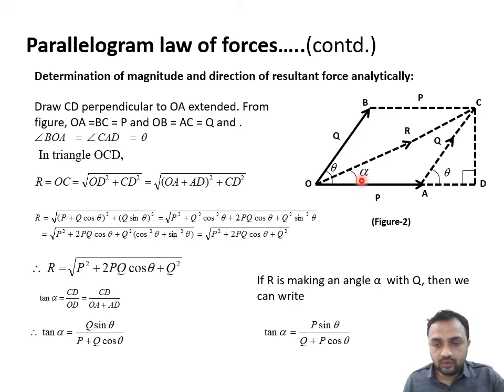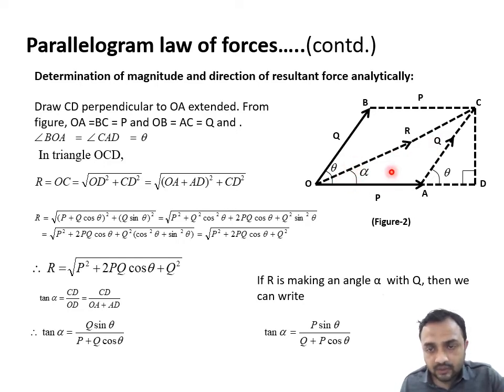Again, we try to find out the angle between the resultant force and the other forces, that is, the angle of the resultant force. This is alpha. We will find out the value of alpha. So we know that tan alpha equals CD divided by OD. Tan theta, we know, equals P by B. So this is your angle.